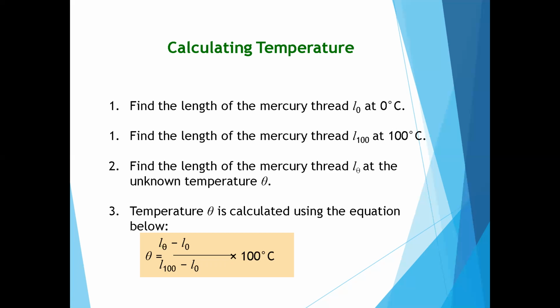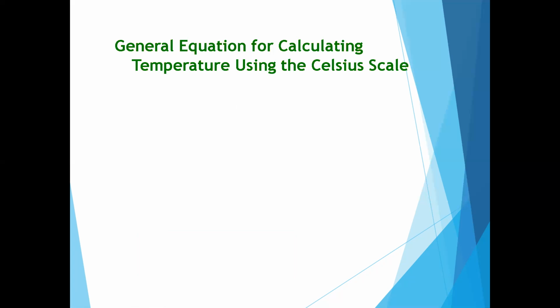the length. Now what will you do? You have the length at theta as 25. The length at 0 is 5. So 20 upon 100. The length at 100 is 40 minus the length at 0, which is 5. So it becomes 20 upon 35 into 100. 20 upon 35 into 100, when you calculate that, you're going to get the temperature in degrees Celsius for the unknown liquid. That's how you can measure unknown temperatures.